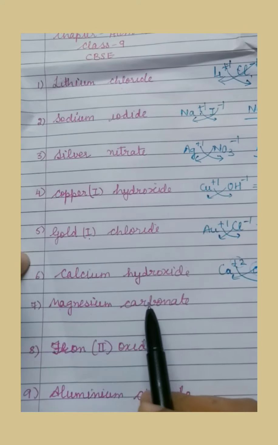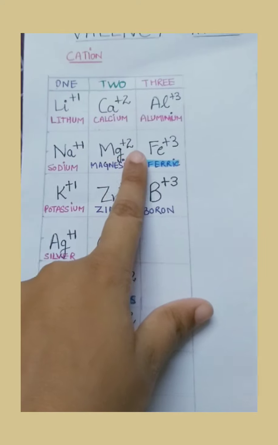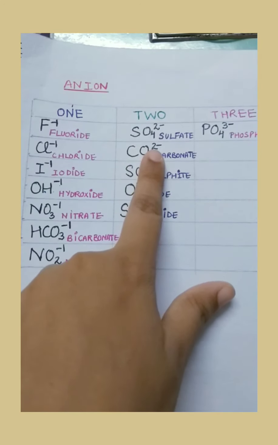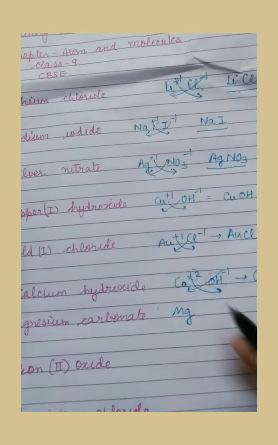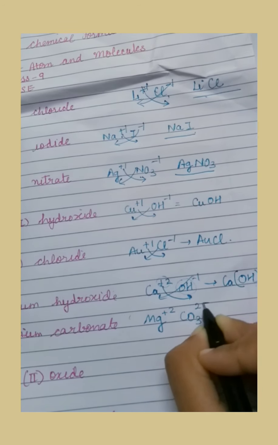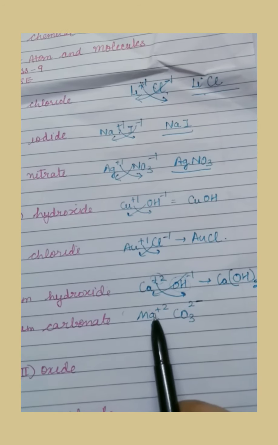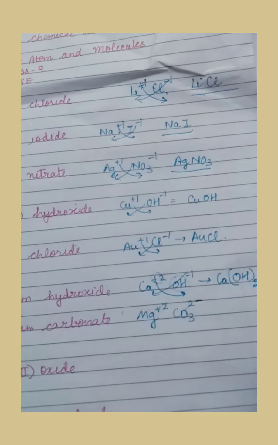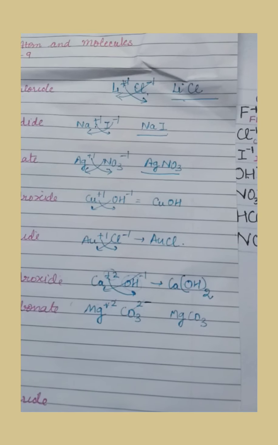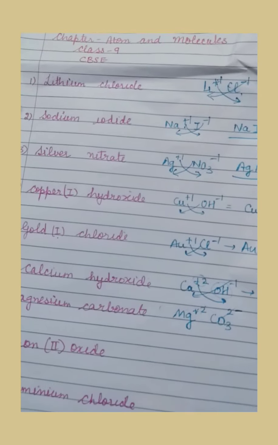Okay, magnesium carbonate. The formula for magnesium is Mg+2, and the formula for carbonate is this. Again the valency is 2 minus, so just write down the formula. Magnesium, you will write plus 2, carbonate is CO3, 2 minus. As you can see, the valency of both these ions is 2, so this will cancel out, and we will have the formula MgCO3. That's it. This is the formula of magnesium carbonate.